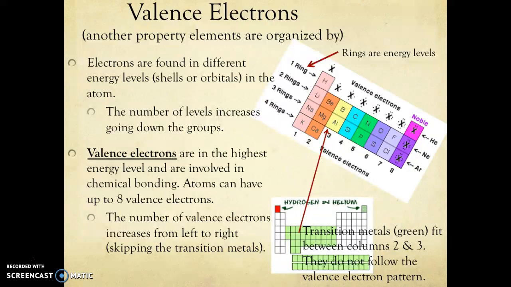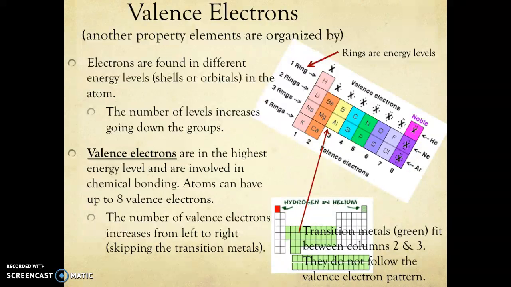The more electrons there are, the more energy levels or orbitals there are. So as you go down the groups in the periodic table, the number of levels will increase. And you'll see those levels referred to by different words. The picture off to the side refers to them as rings. You'll sometimes see them called shells, orbitals, energy levels, and I kind of jump back and forth between the different terms. So just so you know, there are different words for that.